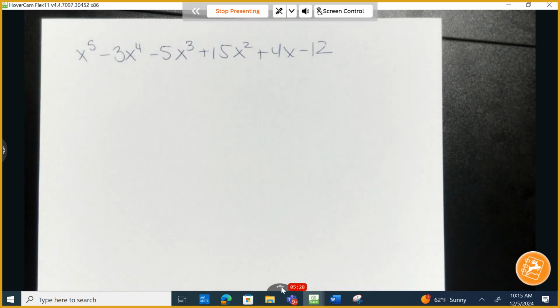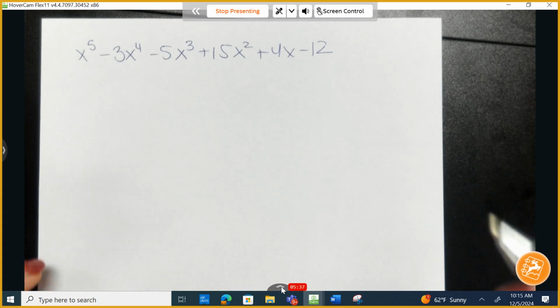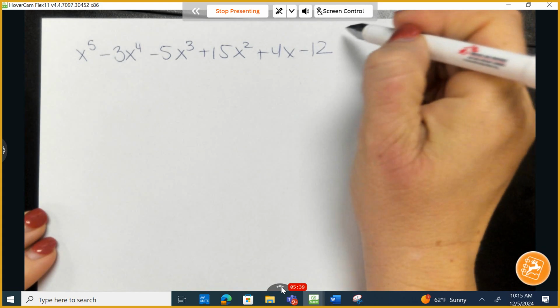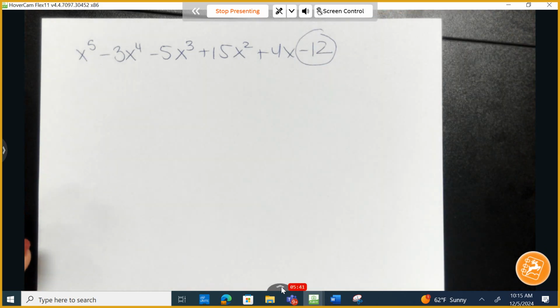So let's look at this next one. You are going to have problems today that have 5 solutions, so it may be valuable for you to take notes on this. Just like the previous example, I'm going to start by circling the last number, the constant.